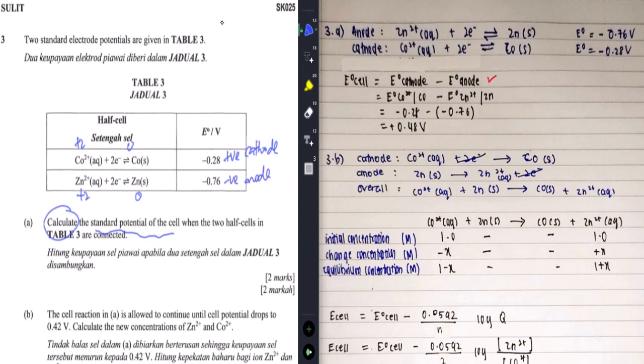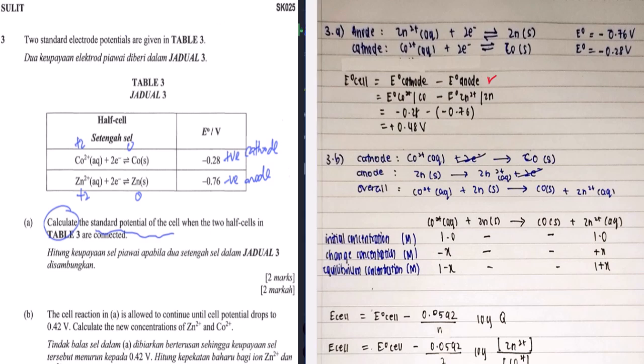Okay, now the question asks calculate the standard potential of the cell. So I need to apply the formula E° cell equals E° cathode minus E° anode. Very good. And then state, okay, this is cathode, this one is anode. Okay, and then substitute the value. So the answer is positive 0.48 volt. Okay, yeah. So make sure the positive sign and the unit are there. Okay, you get 2 marks.